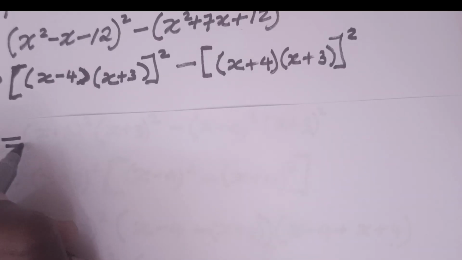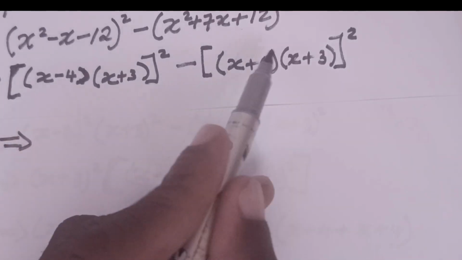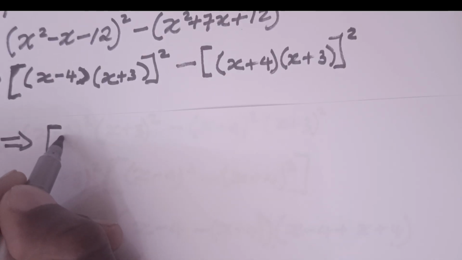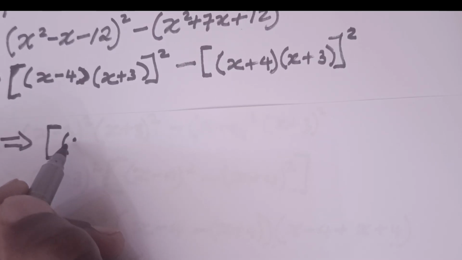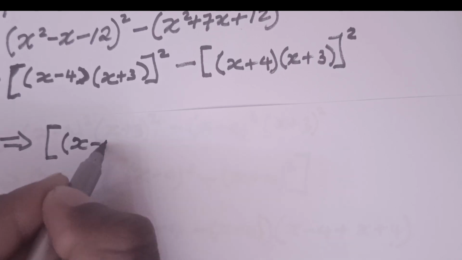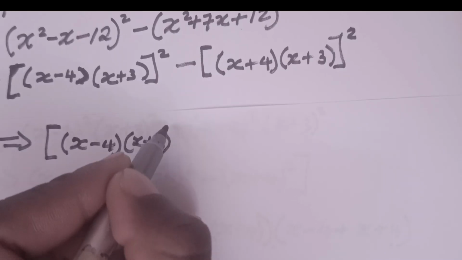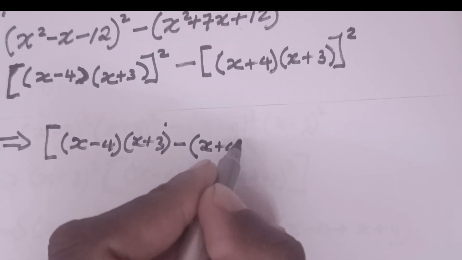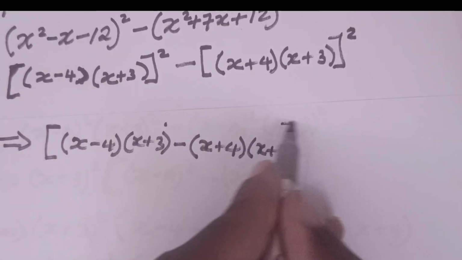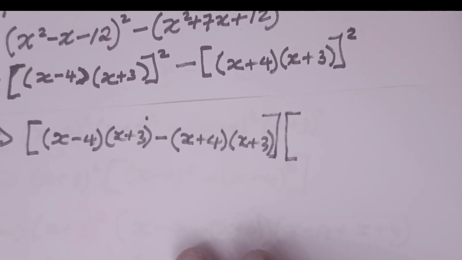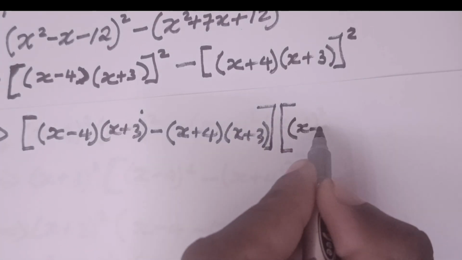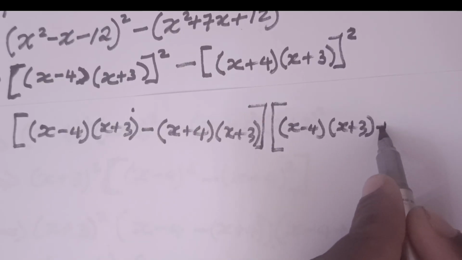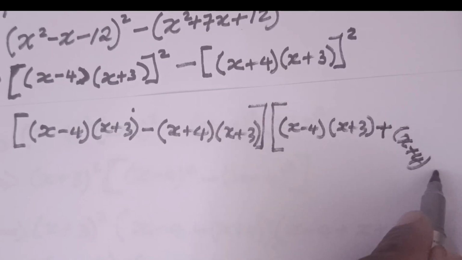Then here, this would actually be the difference of two squares, because if this is a squared minus b squared, this is in fact [(x − 4)(x + 3)]² − [(x + 4)(x + 3)]², the difference of two squares, which becomes (x − 4)(x + 3) minus (x + 4)(x + 3) into (x − 4)(x + 3) plus (x + 4)(x + 3).